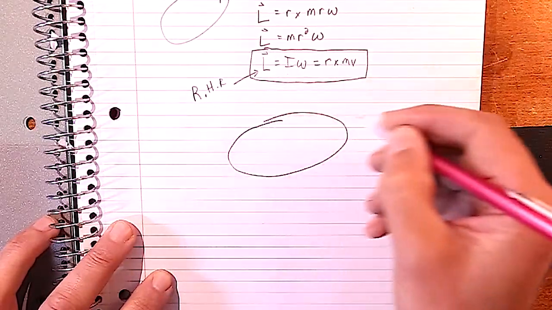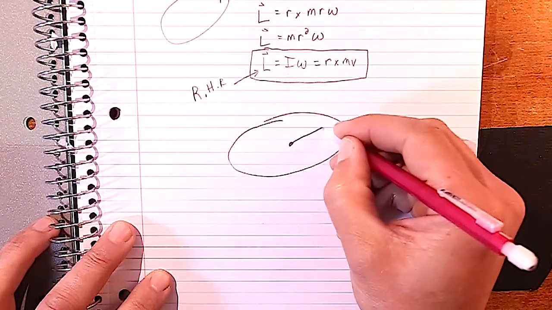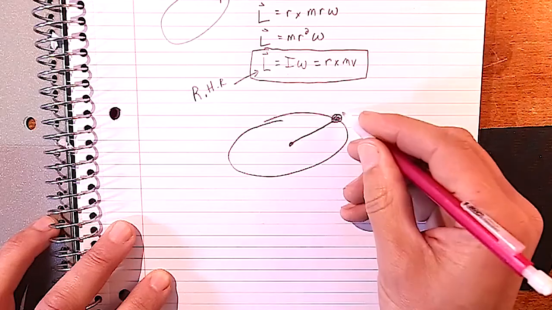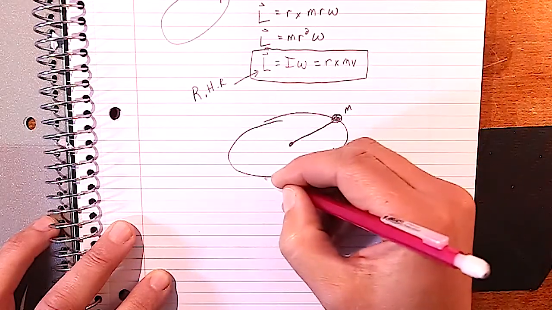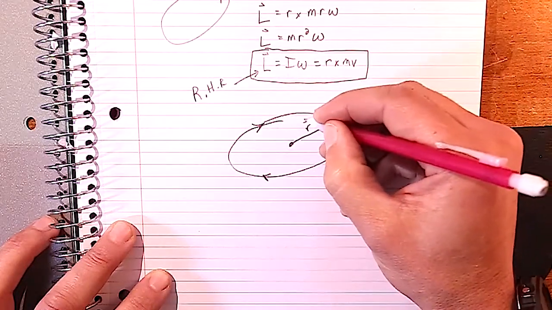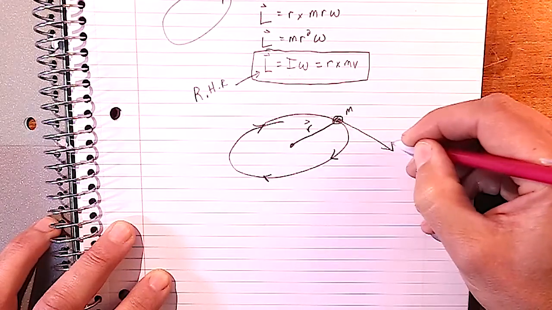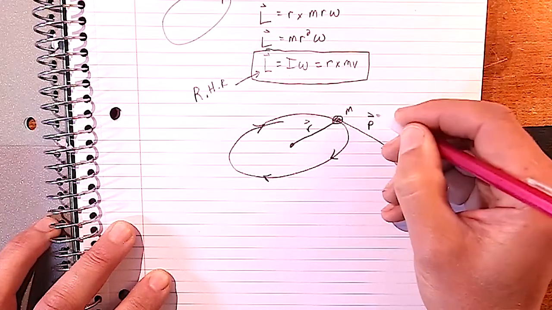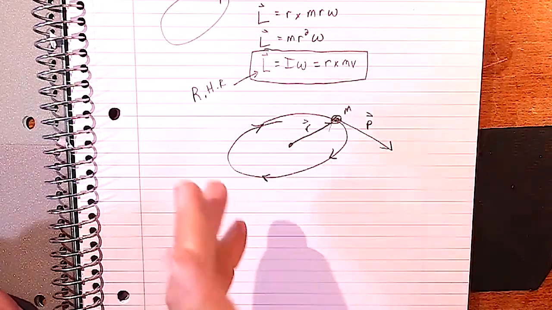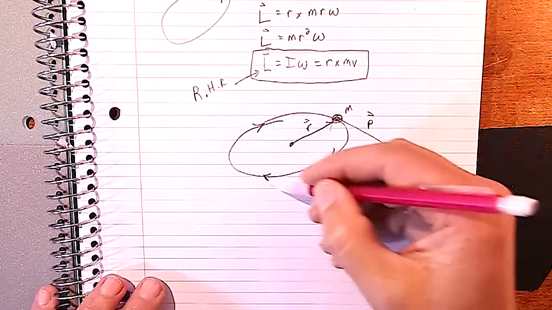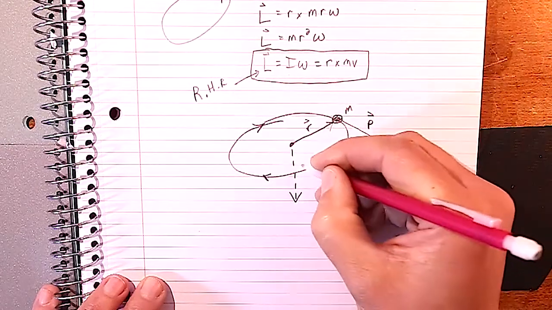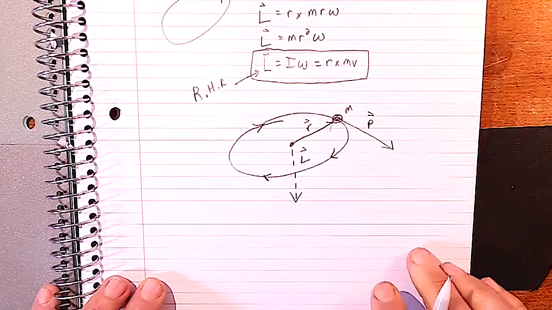So let's say we have a circle and we have a point out here. And let's say that this mass, we'll call it mass m, is rotating around in this direction, clockwise. Then we have an r, and we have our momentum tangent to the circle, so that's p. And then r cross p, or curling our fingers down here, would give us our thumb pointing down. So that's the direction of our angular momentum.